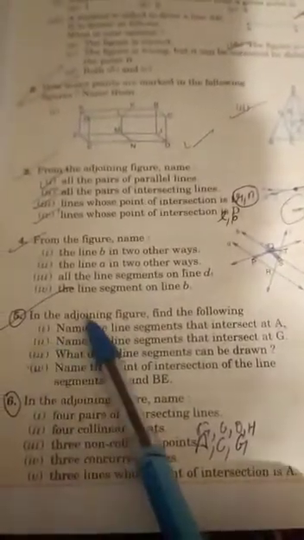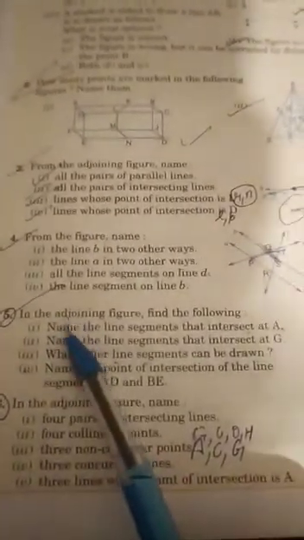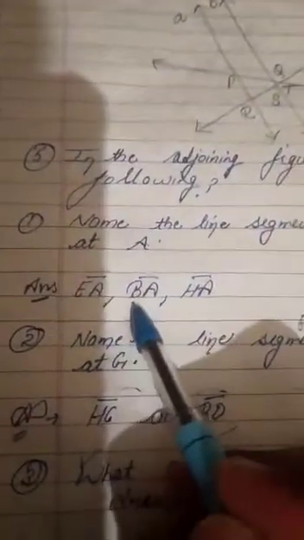So students, we are starting the fifth part, and in the previous video we started from the first, but I'll explain it again. Name the line segments that intersect at A. At the point A, we write EA, HA and BA. In the same way, we write EA, BA, HA, and these are the line segments. The common point is A.